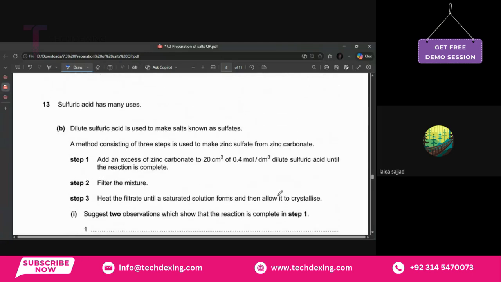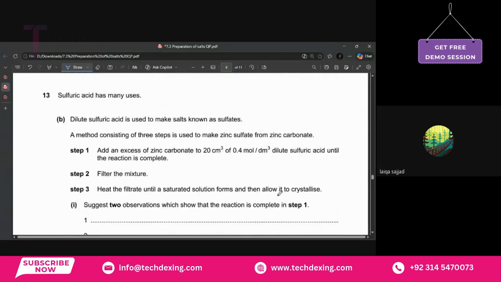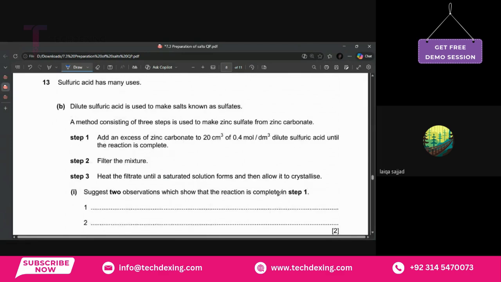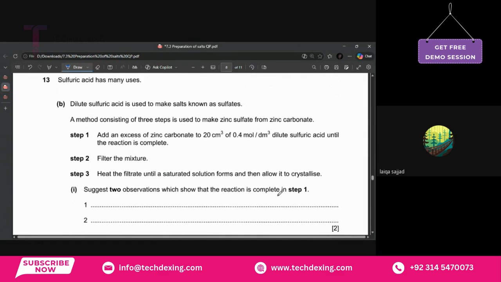We are given that sulfuric acid has many uses. Dilute sulfuric acid is used to make salts known as sulfates. A method consisting of three steps is used to make zinc sulfate from zinc carbonate. Add an excess of zinc carbonate to 20 cm³ of 0.4 mol/dm³ dilute sulfuric acid until the reaction is complete. Filter the mixture, heat the filtrate until a saturated solution forms, and then allow it to crystallize. Suggest two observations which show that the reaction is complete in step 1.